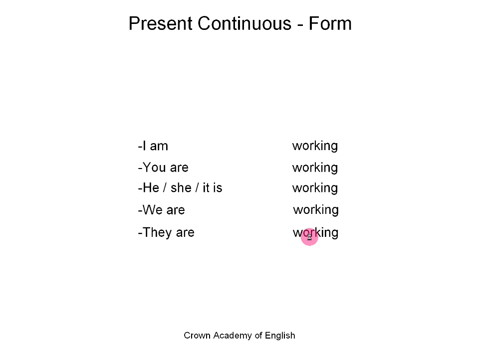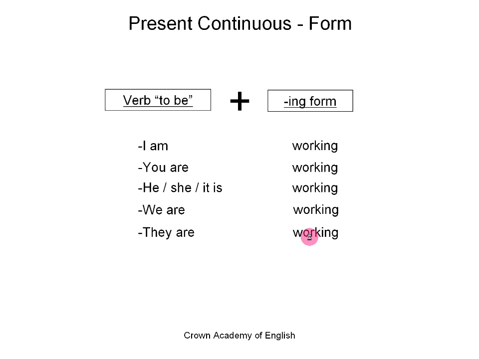So verb to be plus ing form equals the present continuous. Okay, so the verb to be is on the left, so it's I am, you are, he, she, it is, we are, and they are. If you're not familiar with the verb to be, then I will shortly be doing another lesson on the verb to be. But it's a very easy verb to learn.